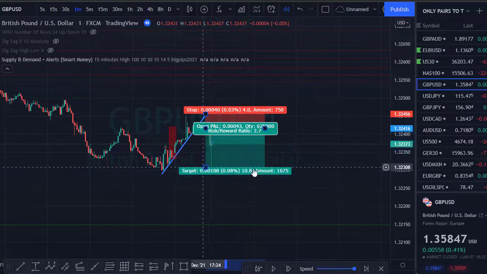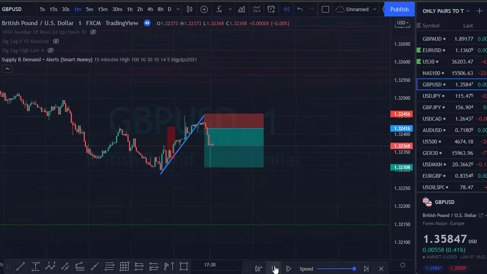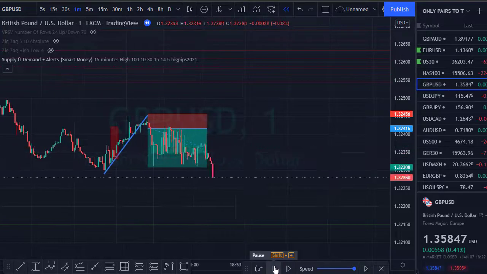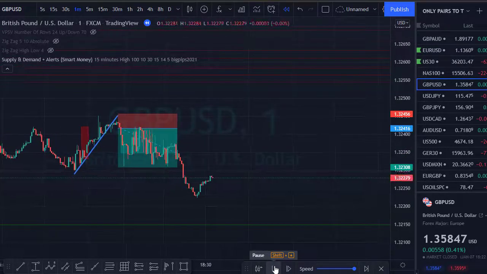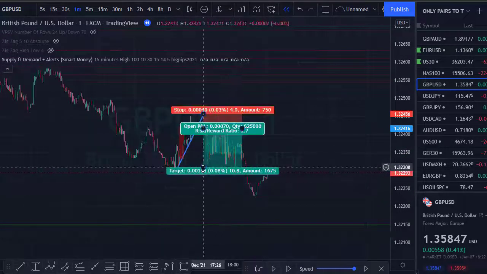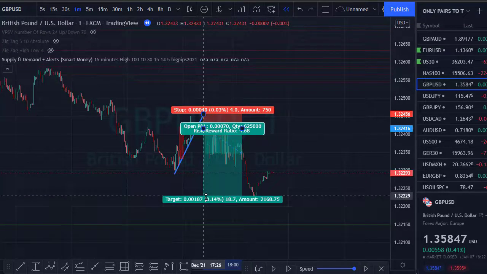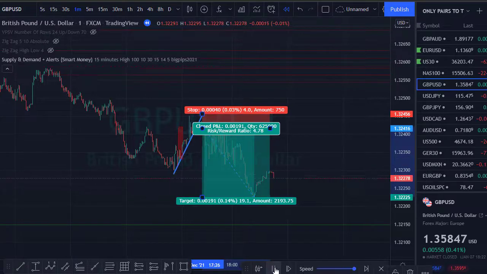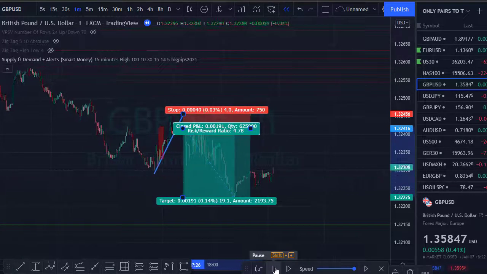Like that little move right there is a 1 to 2.74 or 2.7 already, just like that. And it might even drop. Yeah, there we go. So right there, that move essentially was almost a 1 to 5. See that? And it's not done yet. It could keep going.